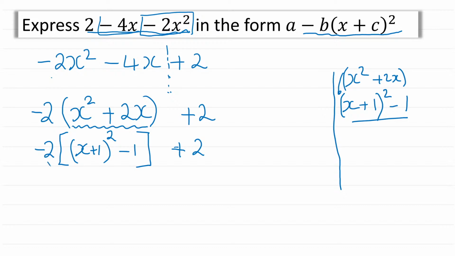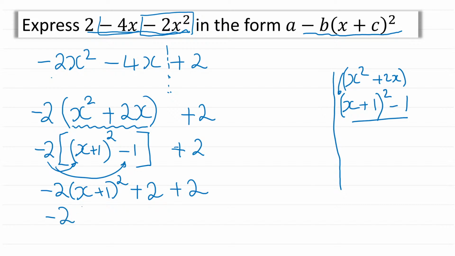I'm going to put this back into here and then into there as well. Okay, so my final answer, well, not my final answer, this will be minus 2, and then I have my bracket x plus 1 squared minus 2 times negative 1, that's going to be plus 2. Okay, and then I have my plus 2 from before. So the final answer is going to be minus 2 (x plus 1) squared plus 4. This is your final answer.